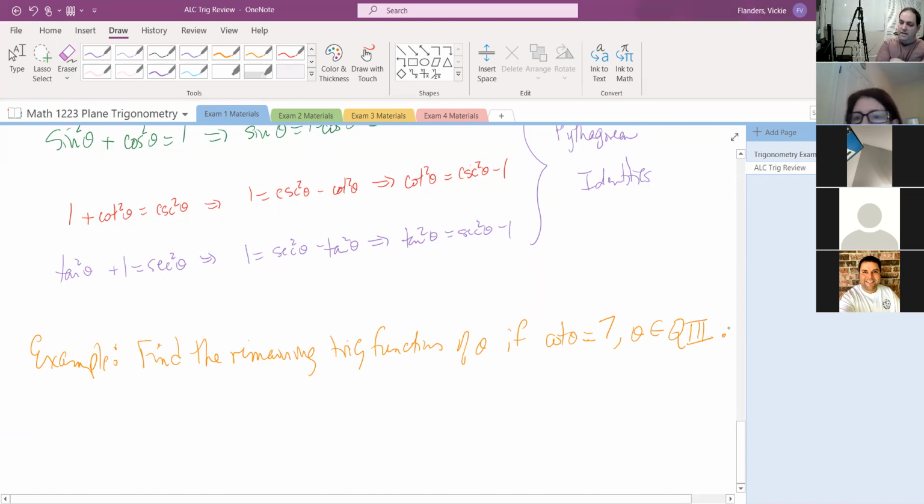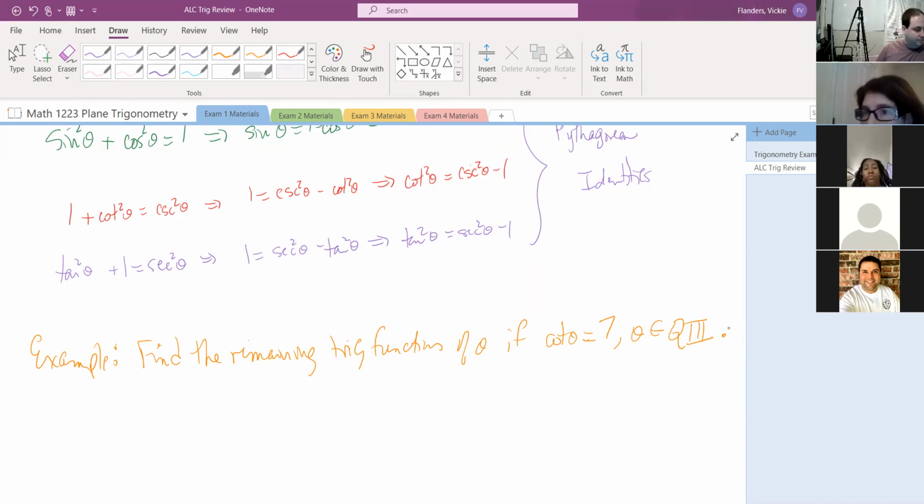Everybody, that little e means exists in or is an element of. So in other words, theta is inside of quadrant 3 is what the symbols say. Now, do you want them only to use identities? Correct. Yeah. That's okay. Because you could go to a graph. You could go to the circle, but let's just use identities.